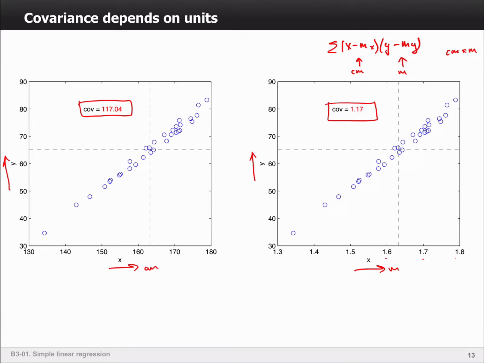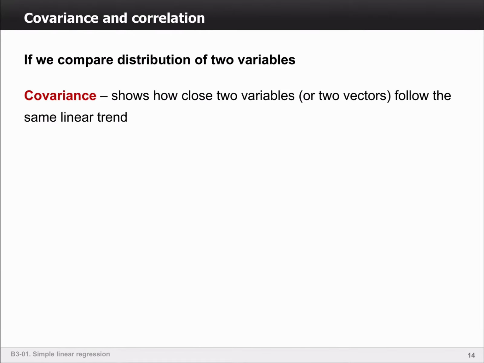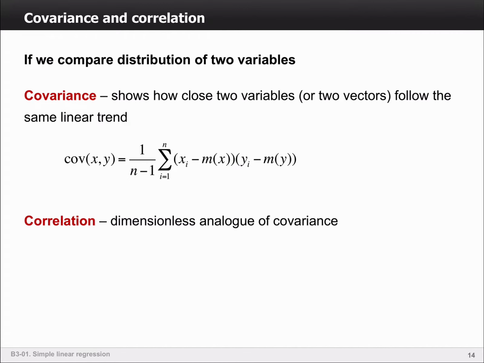And that's a problem because it means that we cannot use covariance to compare relationships, especially if we are talking about variables with different units. What to do? We need to improve the covariance a little so we can use it for comparison as well. And how to improve it? Apparently, we need to get rid of units. And this improved covariance is actually called the correlation.